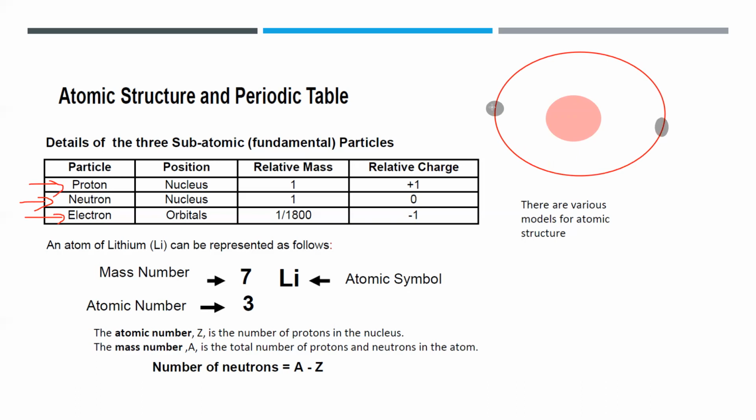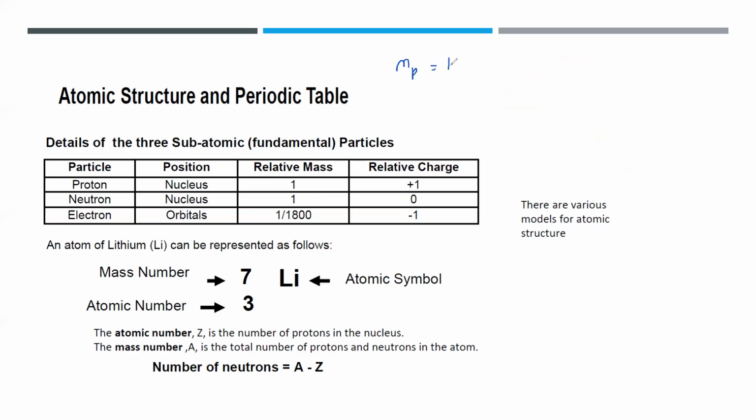And inside the nucleus, we have subatomic particles such as neutrons and protons. So we find protons and neutrons inside the nucleus, where electrons are revolving around the nucleus. Then when we compare their relative mass and relative charge, so actual mass, like we have the mass of the proton.